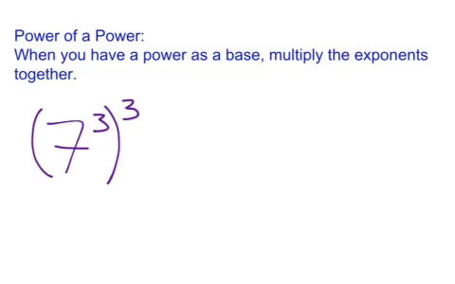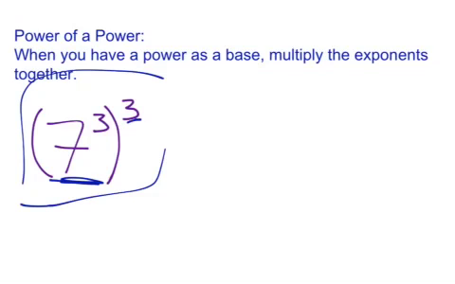So this is an example of this because we have a power as a base. 7 to the power of 3 is the base of this entire power, where this 3 is the exponent. So in order to simplify this, we actually multiply those two exponents together, 3 times 3. So this would simplify to becoming 7 to the power of 9.